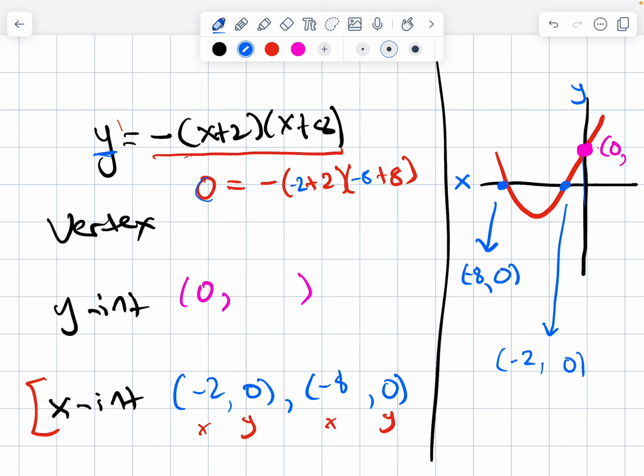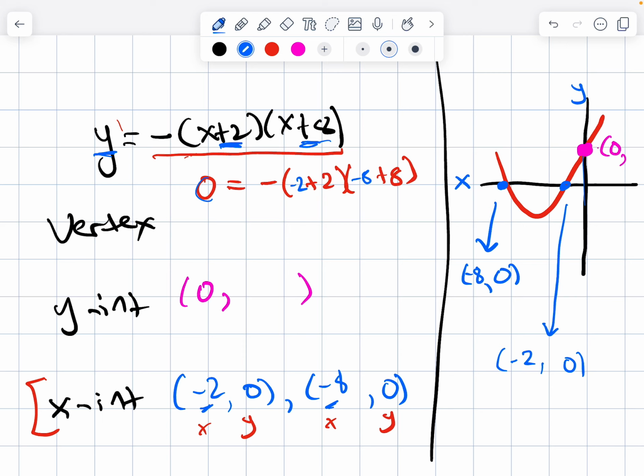Now, if you're looking for just the short, simple way of doing it, here it is. See that positive 2? Make it a negative 2. See that positive 8? Make it a negative 8. And if you do that, it'll work for you every single time. So you're just flipping those signs to find the x-intercepts.